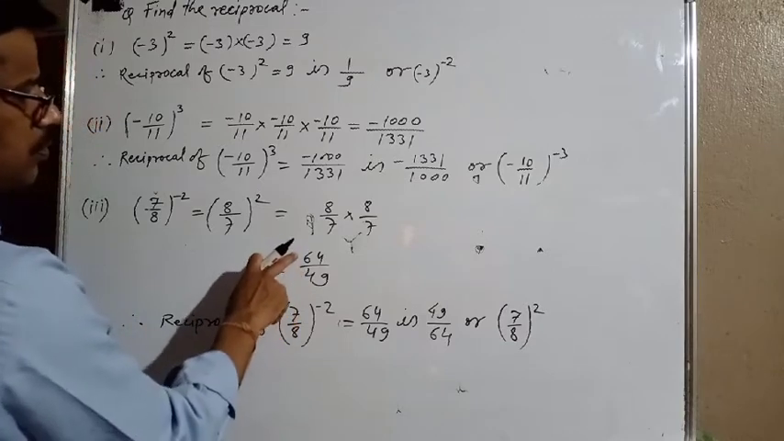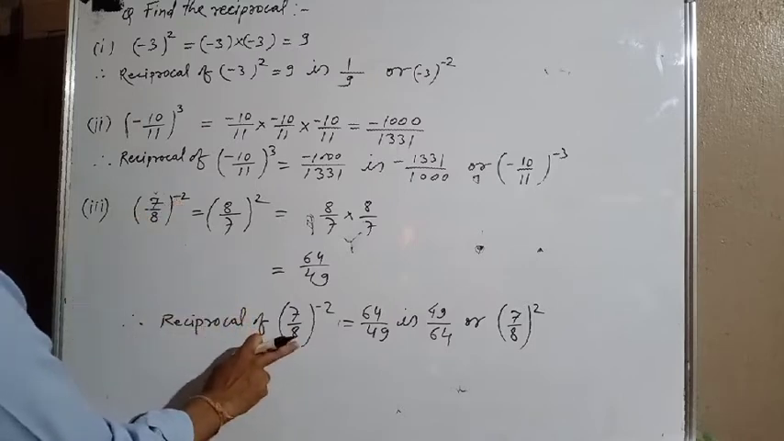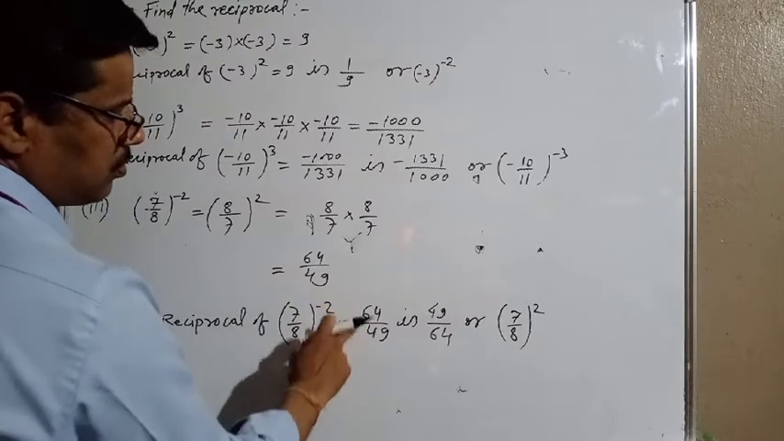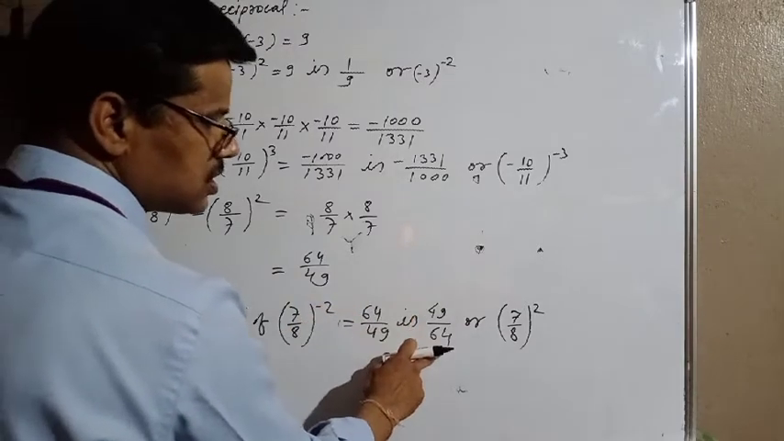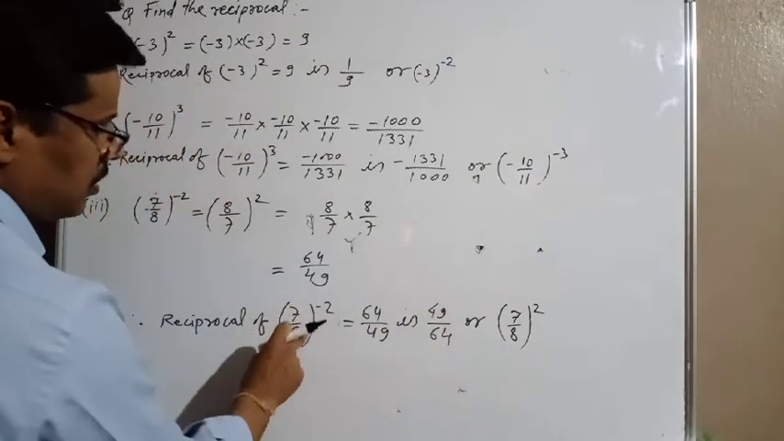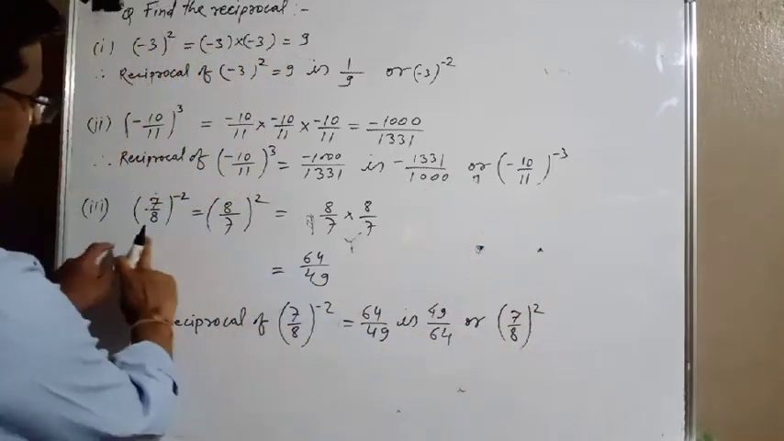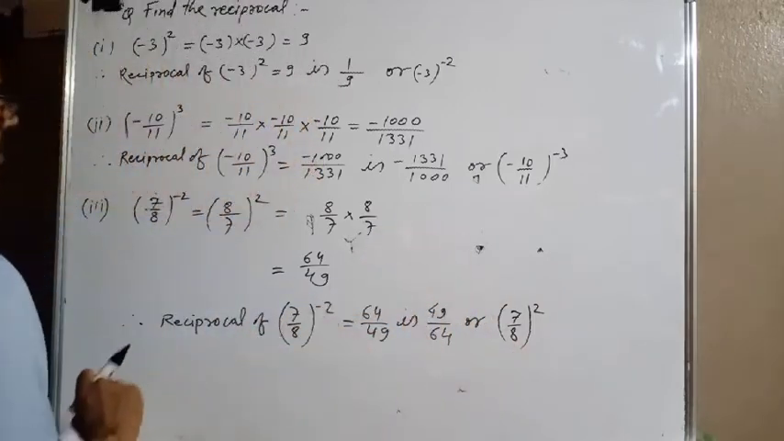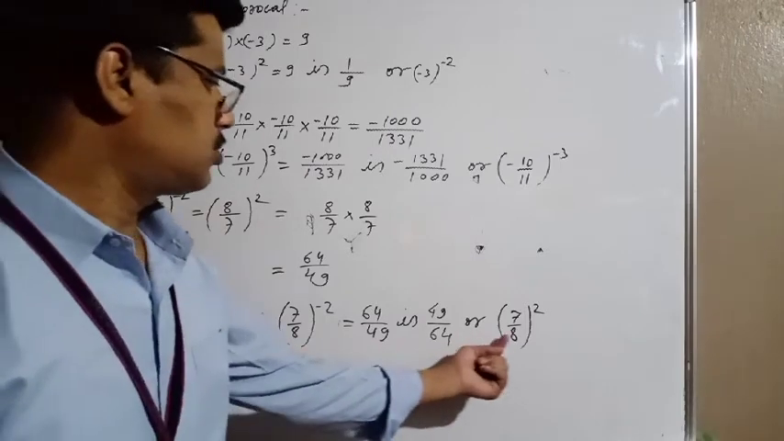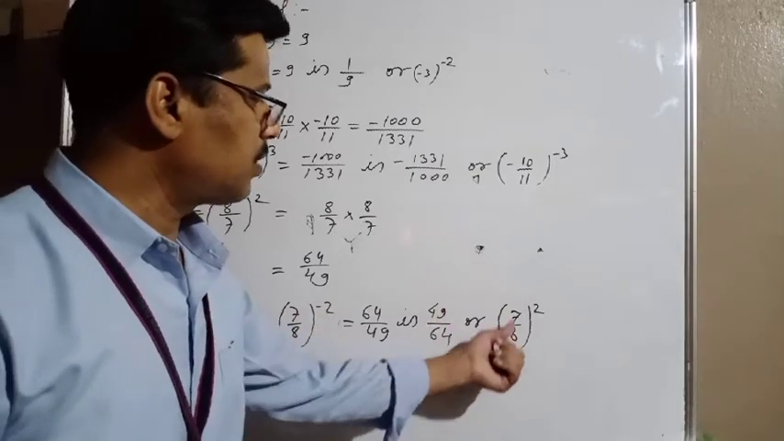Now you can easily find the reciprocal of this 64 upon 49. We have written here 7 upon 8 power minus 2. The reciprocal of 7 upon 8 power minus 2 is equal to 64 upon 49, and the reciprocal of 64 upon 49 is 49 upon 64. Another way, directly: the number in the bracket remains the same, only the negative power becomes positive. There is a difference between this and this, keep it in mind. Here we are writing the direct reciprocal. And what is the actual reciprocal? 7 upon 8 power minus 2 is equal to 49 upon 64, or 7 upon 8 power 2.